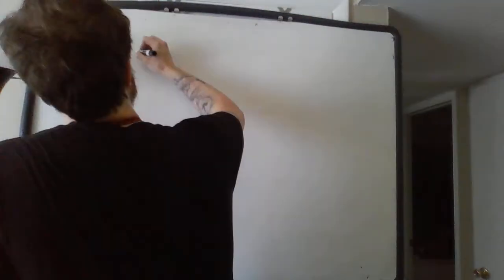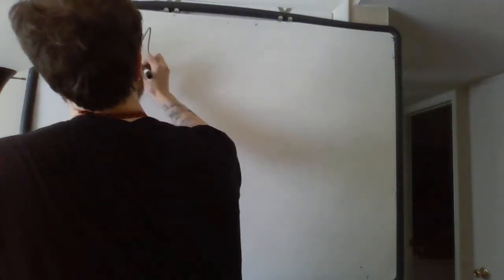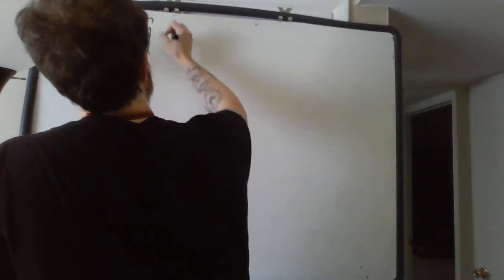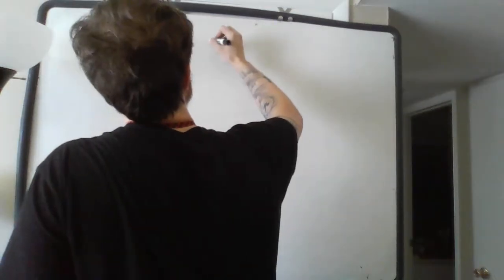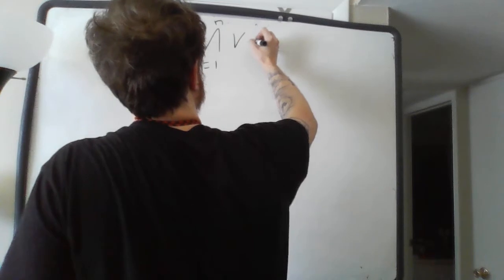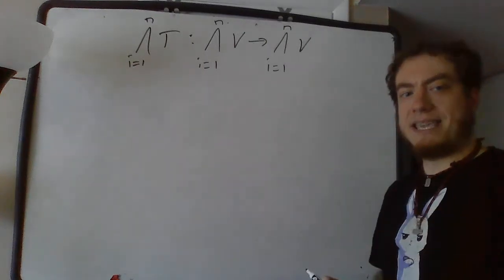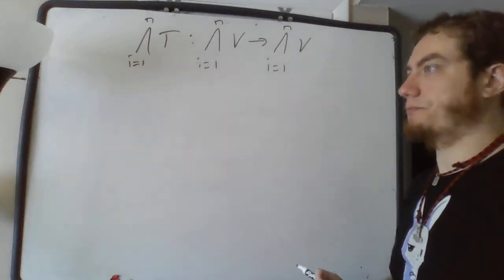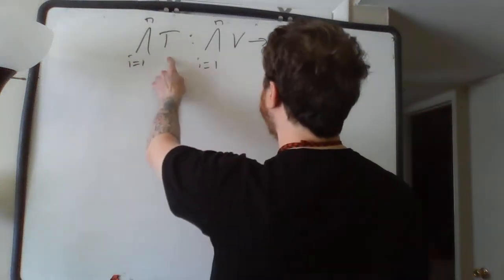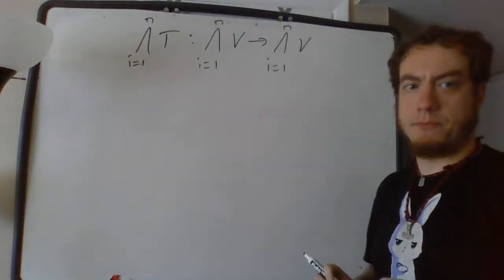We can define, in the same way as we just did, the wedge from i equals 1 up to n of T. This is going to be a map on the wedge from i equals 1 up to n on V to the wedge from i equals 1 up to n on V. But here is the key point. This is a linear operator on a one-dimensional vector space.